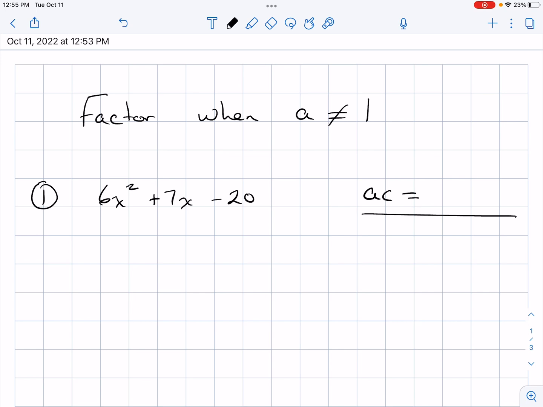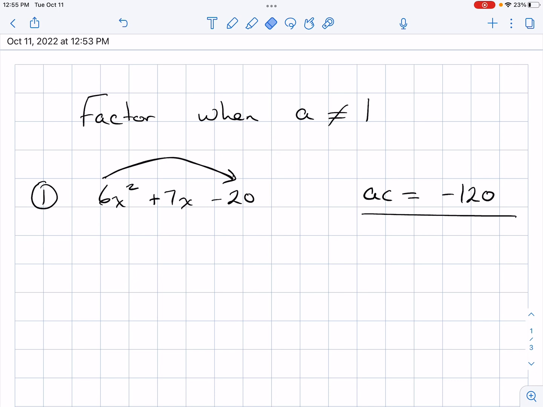So then step 1 is to find AC, multiply. This is ax squared plus bx plus c. We multiply a times c. Let's see, 6 times 20 would be negative 120. All right, now we find factors of 120, negative 120, that are going to add up to 7.